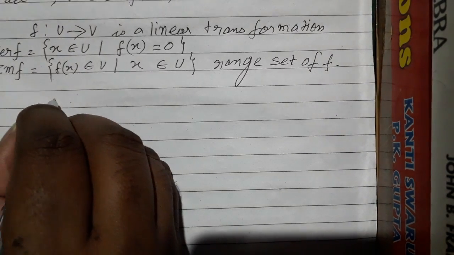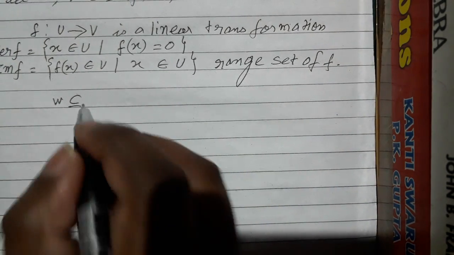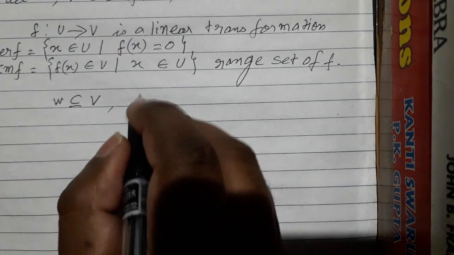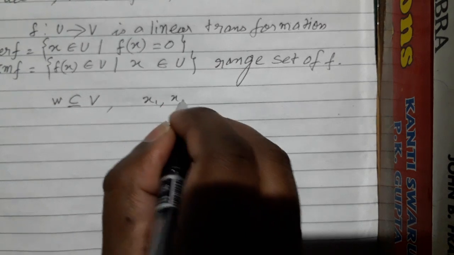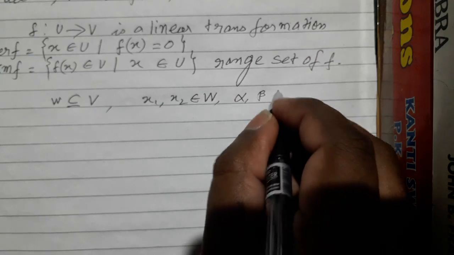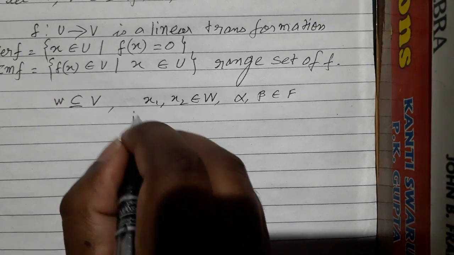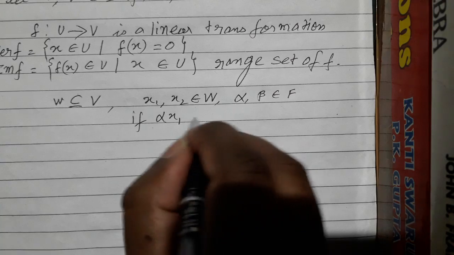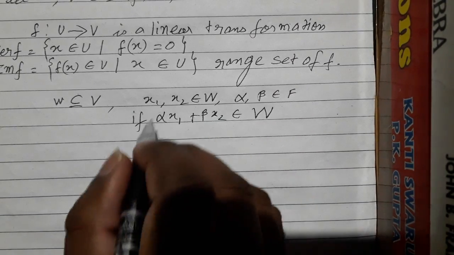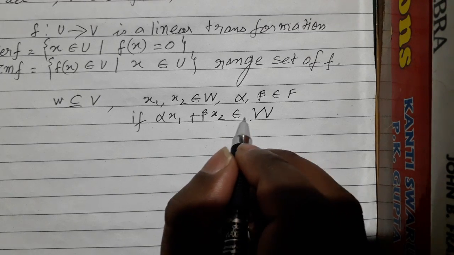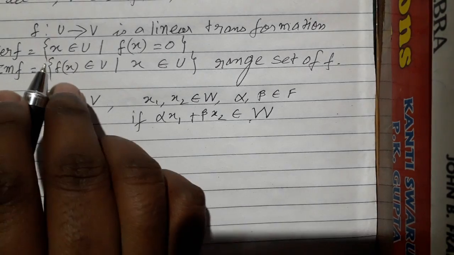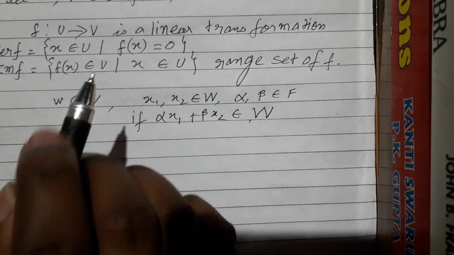So how do we show a subspace? Suppose W is a subset of V. Then W is a subspace of V if and only if I take two elements from W and two scalars from the field, and I can show that the linear combination alpha x1 plus beta x2 belongs to W. So we are using this definition and will try to show that the kernel of F is a subspace of U.